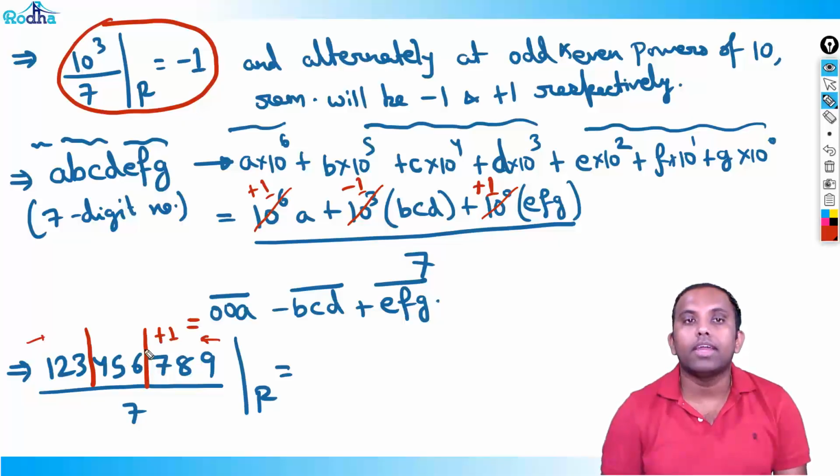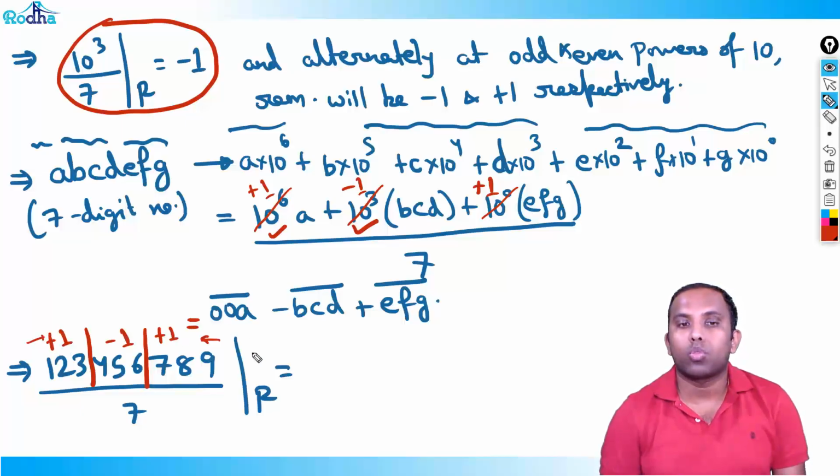From the next 3, 10 cube will come as common. 10 cube by 7 remainder is minus 1. From the next 3, 10 raised to 6 will come as common. 10 raised to 6 by 7, what is the remainder? Remainder is plus 1. So what is the result? Result is 123 plus 789 minus 456 by 7. Now you can solve it easily.